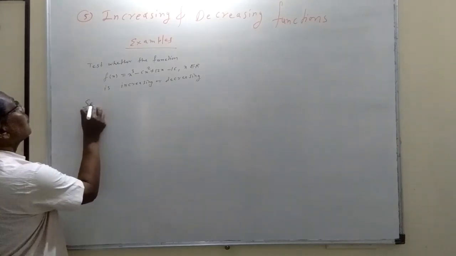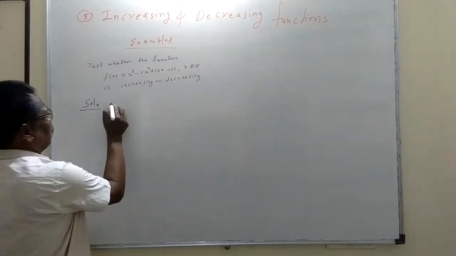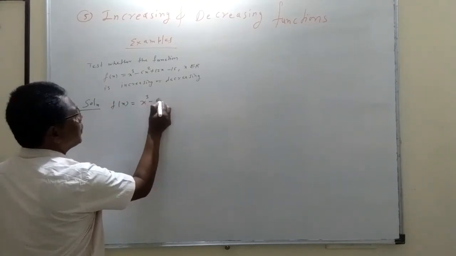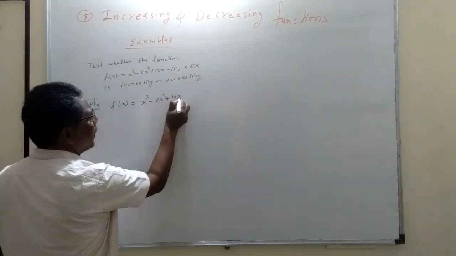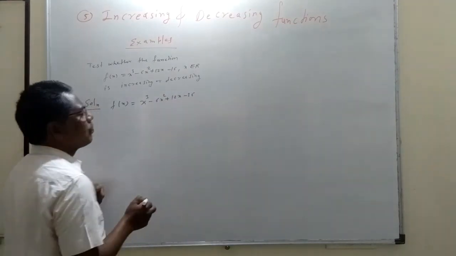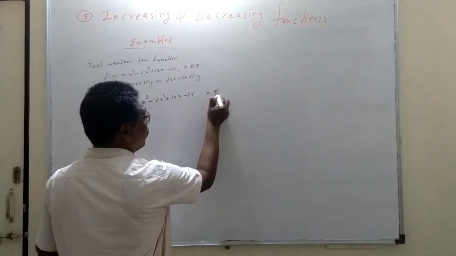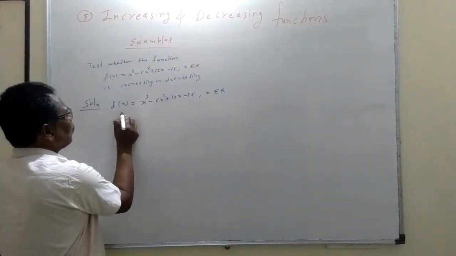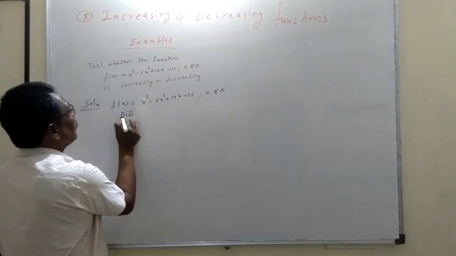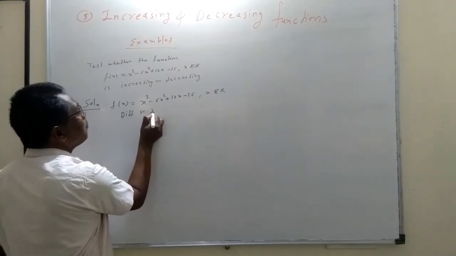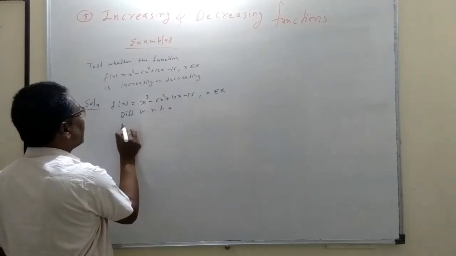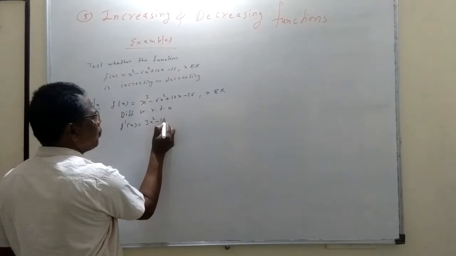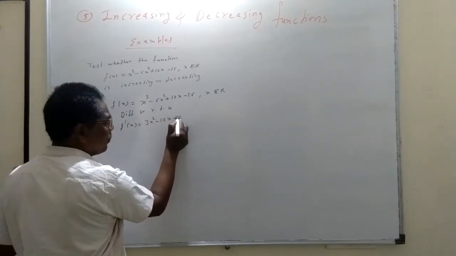So solution. Function f of x is equal to x cube minus 6x square plus 12x minus 16, x belongs to R. Now here we will find f dash x. So differentiate with respect to x. So f dash x equal to 3x square minus 12x plus 12.